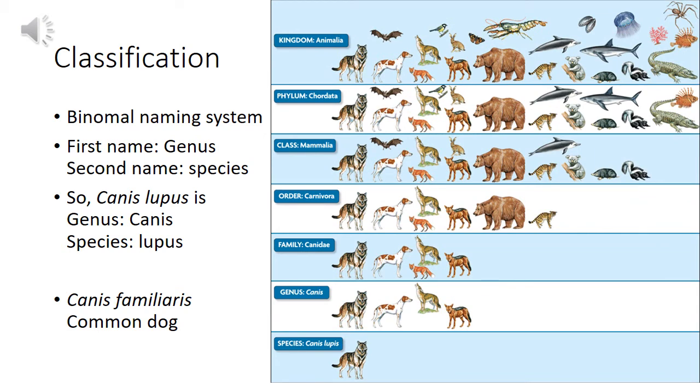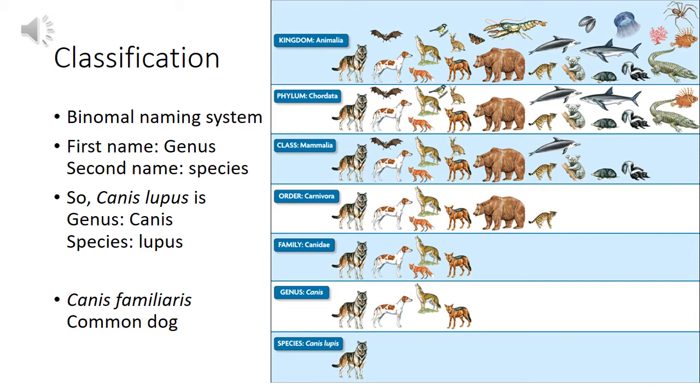The system we use today is called the binomial naming system, and for some reason we're still doing this in Latin. Latin is in many ways a dead language, but especially here in biology we use it a whole lot. Every species will have 2 names, a first name, which is its genus, and the second name, which is its species. So, for example, the animal we see here on the side, Canis lupus, means the genus is Canis and the species is lupus. Other Canis include the dog, the fox, and so on.